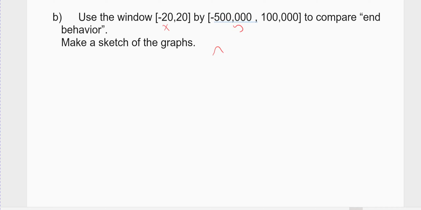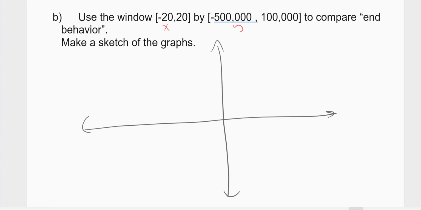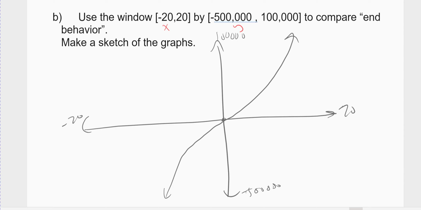And so now when I sketch the graphs, I don't want to use red. Now they're going to be almost indistinguishable. Again, that would be 20, negative 20, that would be negative 500,000, 100,000. You'll notice they both go through the origin, and both of them look the same, right?